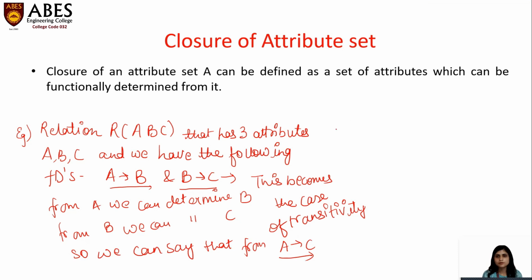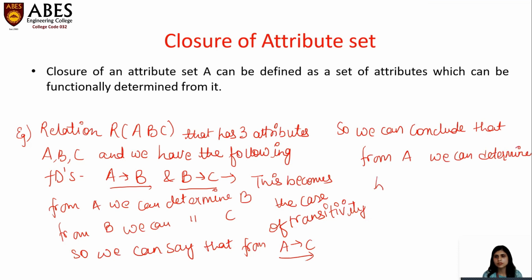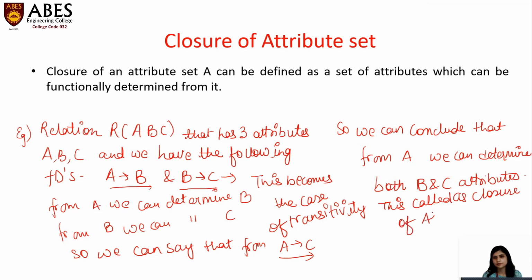So we can conclude that from A we can determine both B and C attributes. This is called the closure of attribute set.